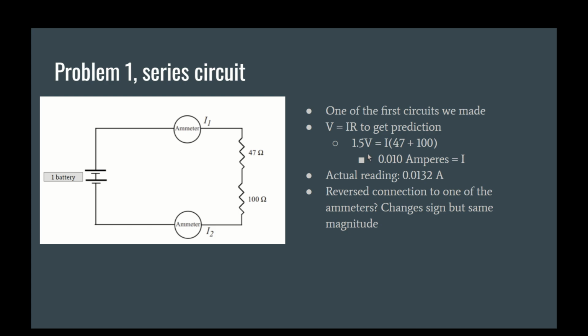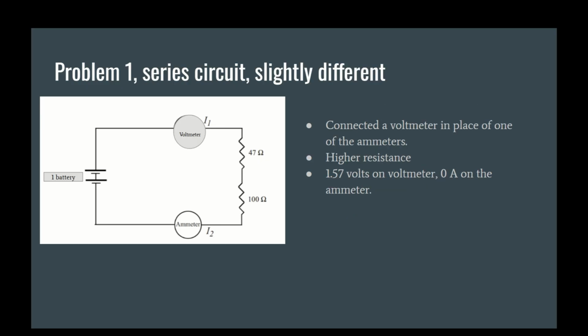In the first circuit we made, we had to predict the voltage and the current. We knew the voltage of the battery, and if we added up the total resistors, we would get the resistance. That was what we got as our current, and the actual reading was incredibly close to that. If we reverse the connections to the ammeters, we realize that it changes the sign, but it's the same magnitude. Then we decided to connect a voltmeter in place of one of the ammeters. A voltmeter in general has a higher resistance than an ammeter, which is going to be important to note later. We noted it was around 1.5 volts on the voltmeter and 0 amperes on the ammeter for the current.